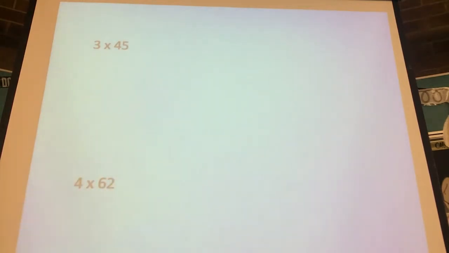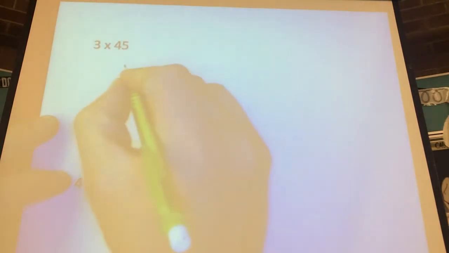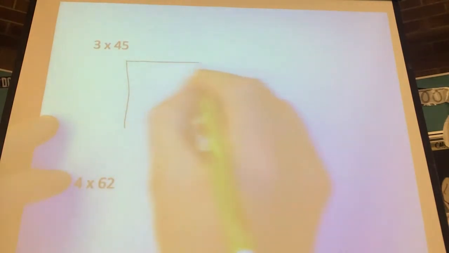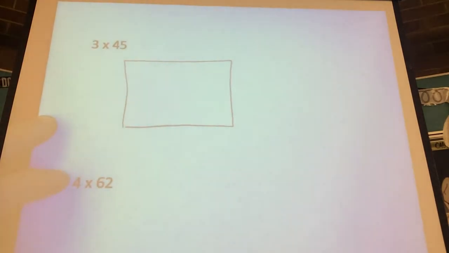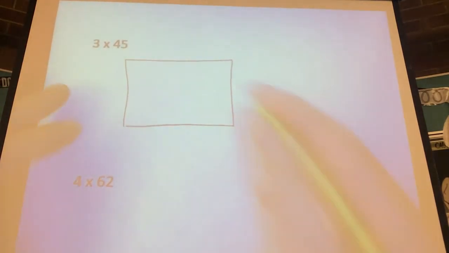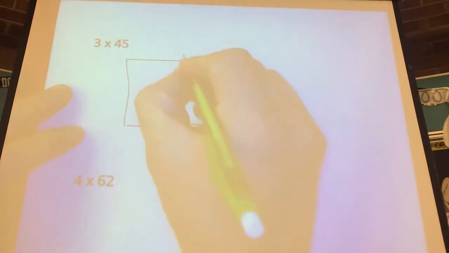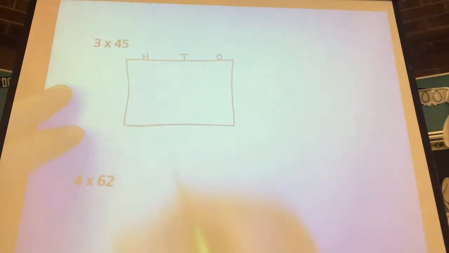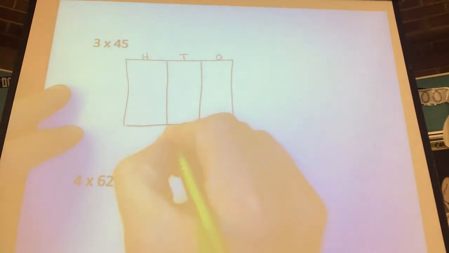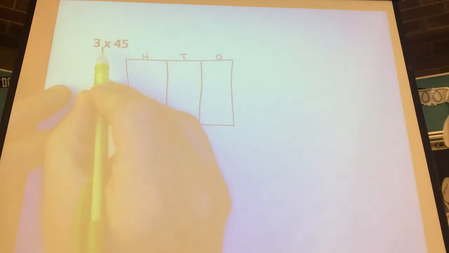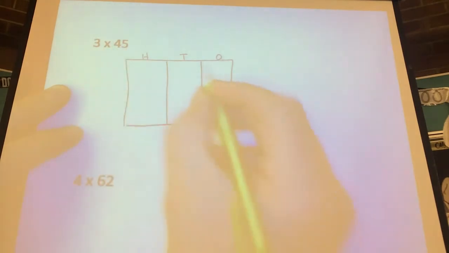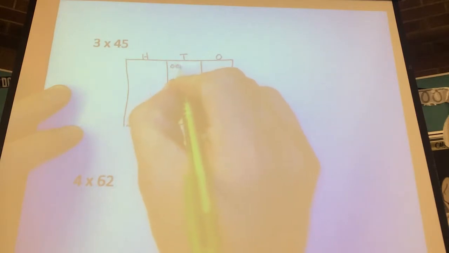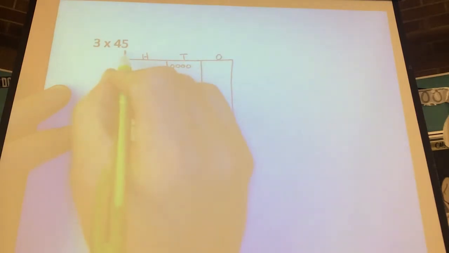I'd like you to first start off by making a rectangle underneath our problem, and then putting our place value chart in there, so filling it in. So we have our ones, our tens, and our hundreds. With this problem, it is 3 times 45. 45 represents 4 tens and 5 ones. So we're going to put in 4 tens and 5 ones.